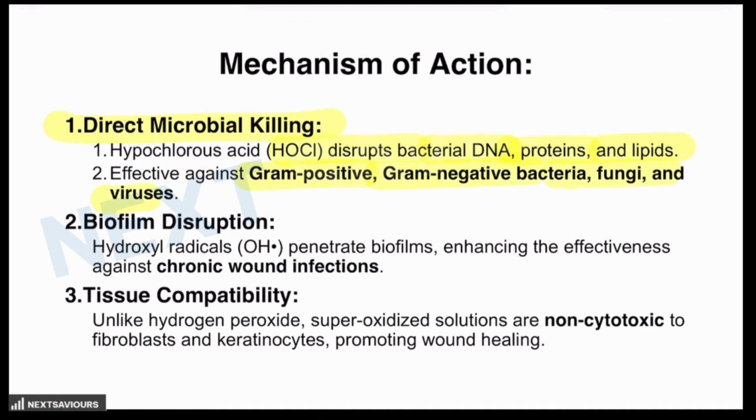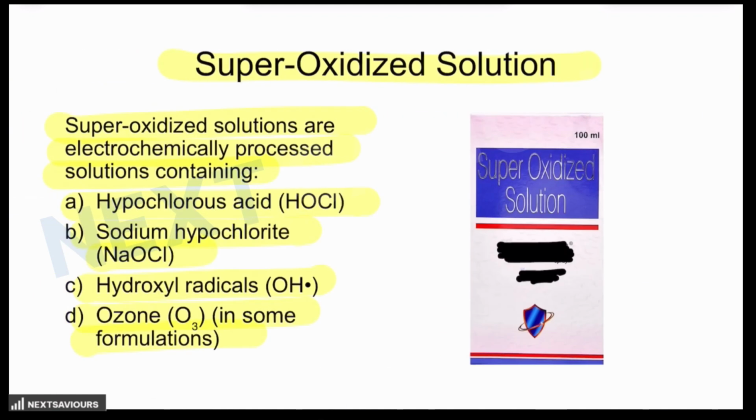Another important mechanism is biofilm disruption. You are aware of the fact that hydroxyl radicals penetrate the biofilm, enhancing the effectiveness against chronic wound infections. And the third one is tissue biocompatibility. So unlike hydrogen peroxide, superoxidized solutions are non-cytotoxic to fibroblasts and keratinocytes, thereby promoting wound healing. So this is the advantage of superoxidized solutions over hydrogen peroxide, and these are available in spray formulations.